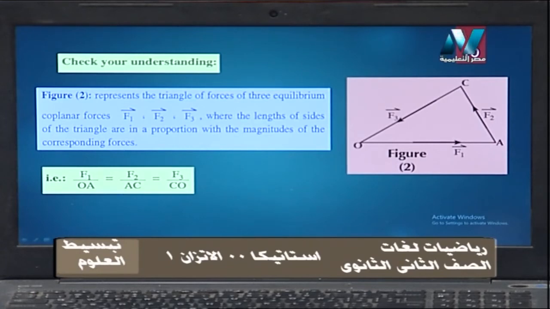This is the important and easy rule to find the unknown forces. If we have here F1 represented by the side length of the triangle OA, and F2 represented by the side length of AC, and we have F3 represented by the side length OC, in the same order, we can apply the triangle rule, which is F1 over the length of OA equals F2 over the length of AC equals F3 over the length of CO.